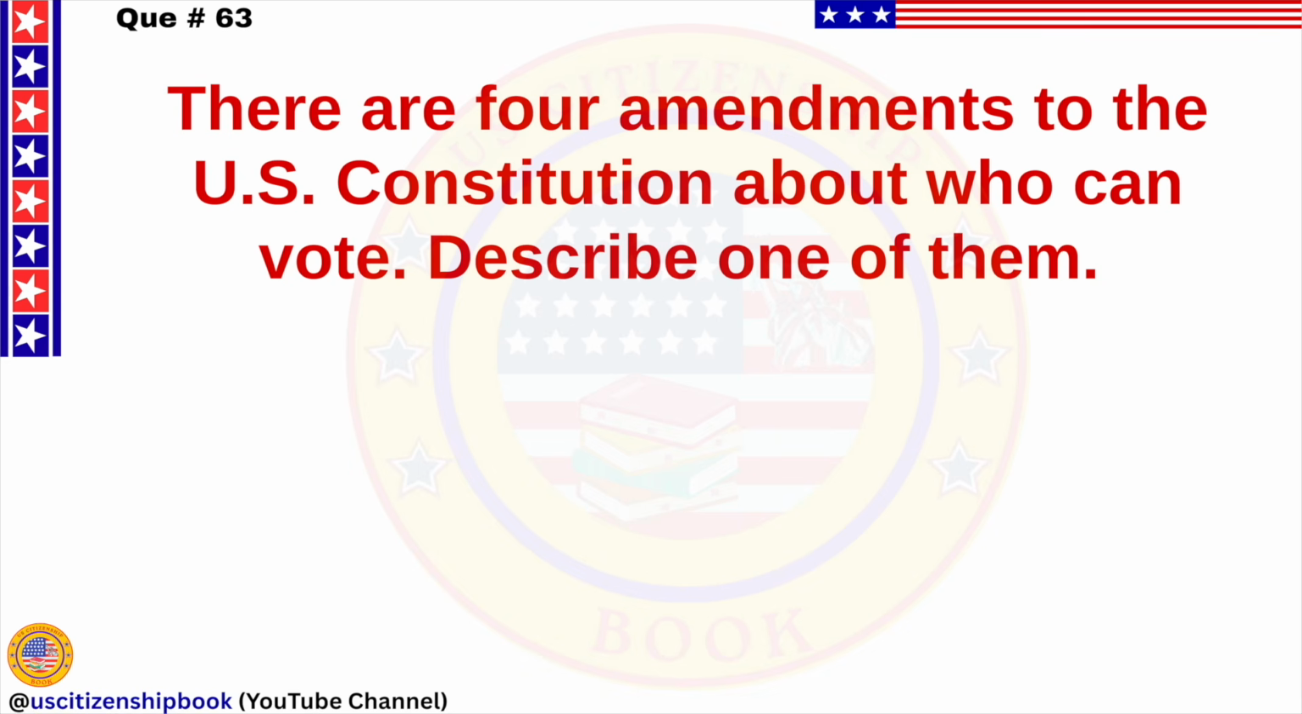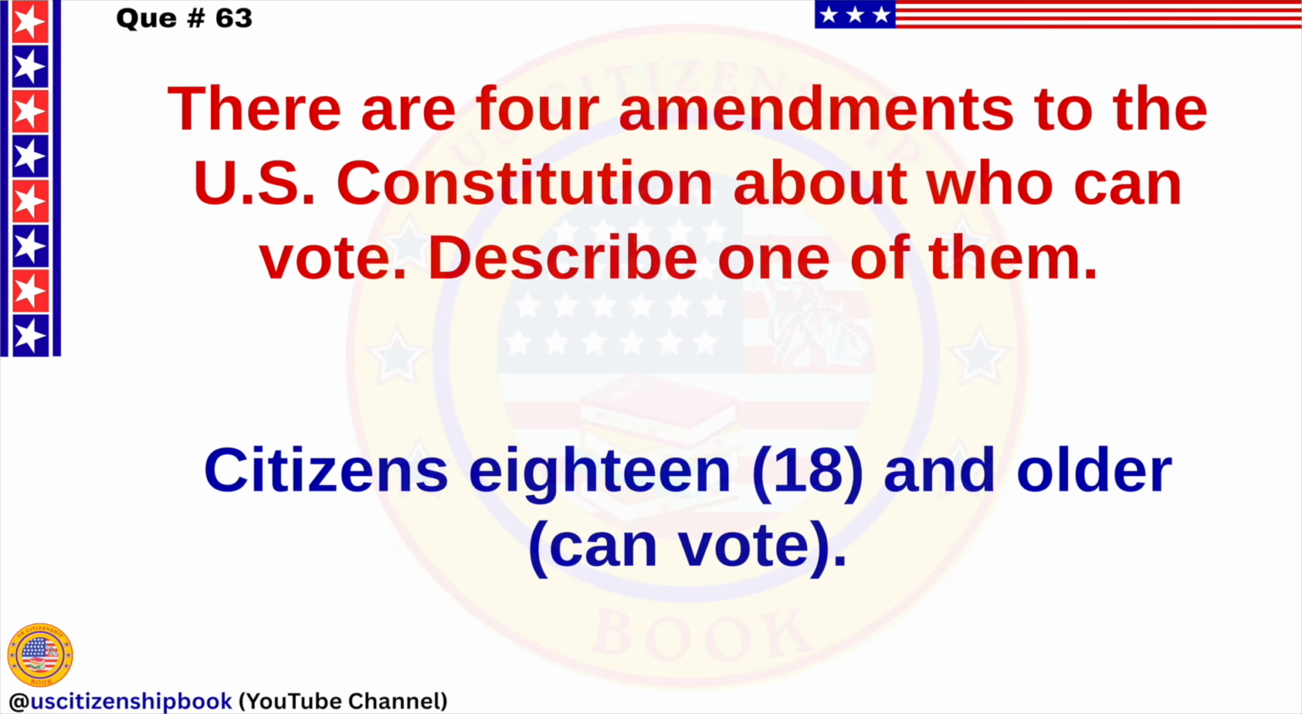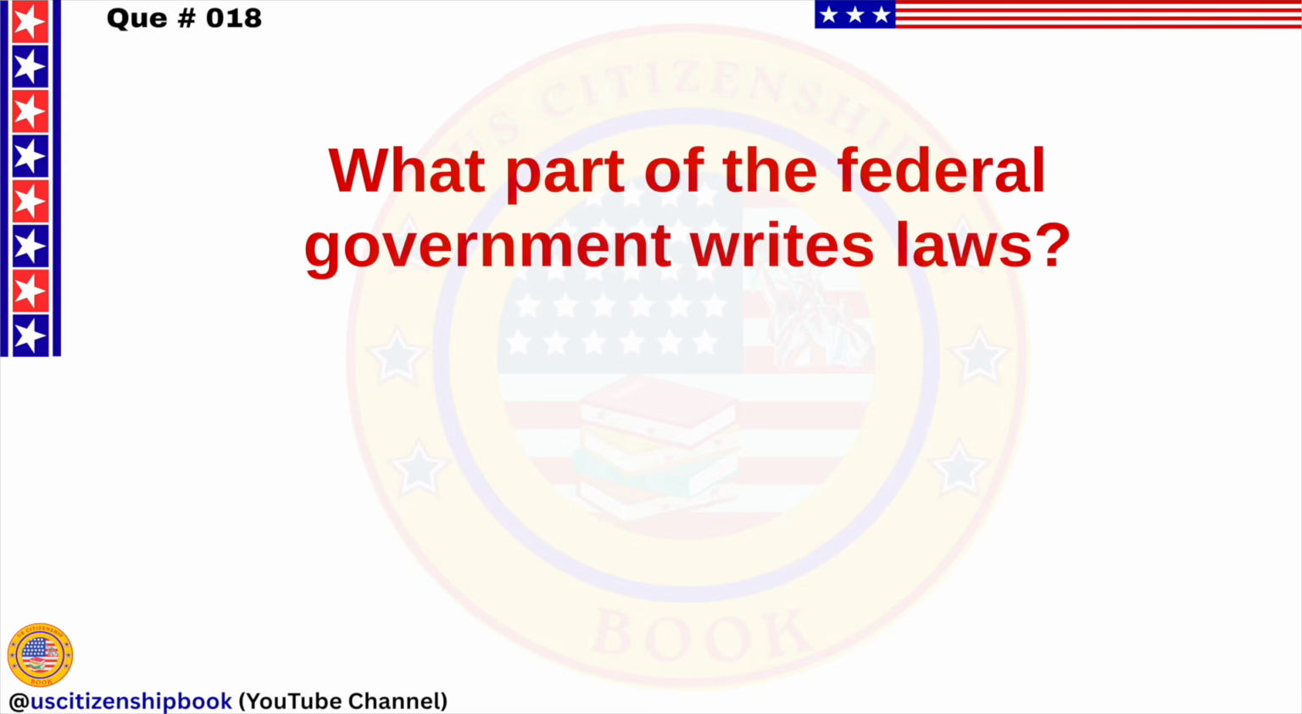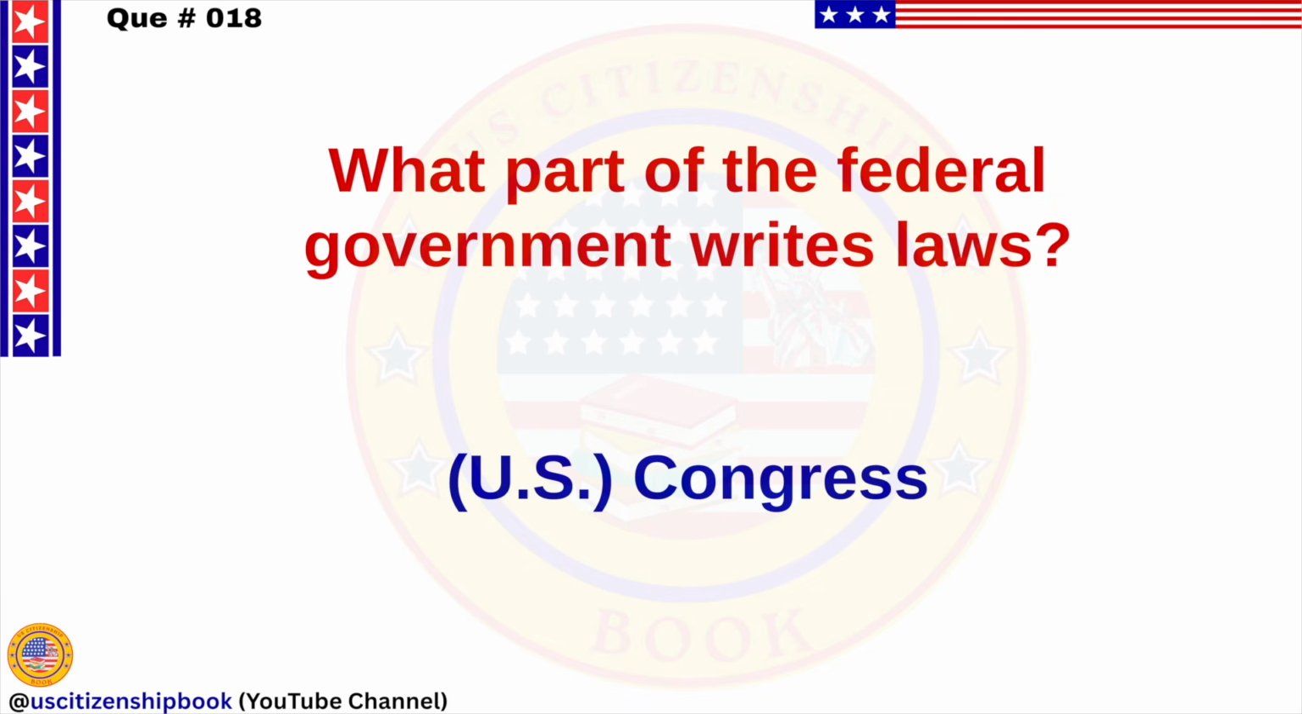There are 4 amendments to the U.S. Constitution about who can vote. Describe one of them. Citizens 18 and older can vote. What part of the federal government writes laws? U.S. Congress.